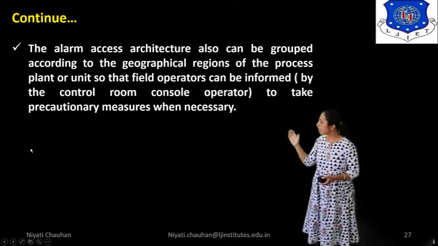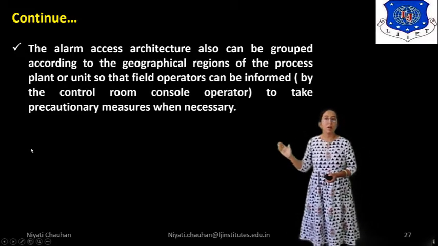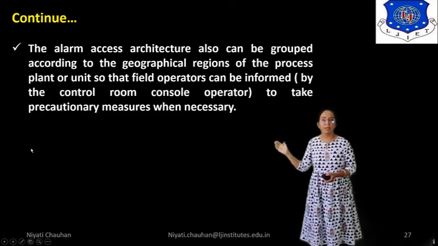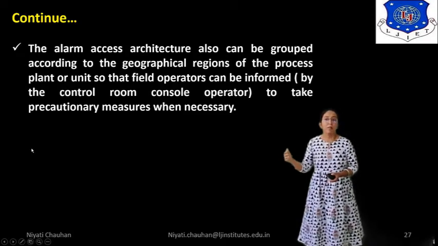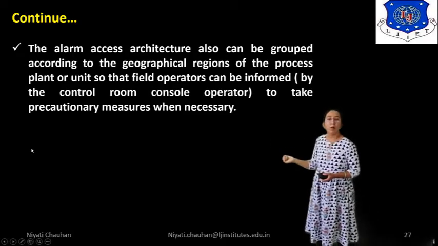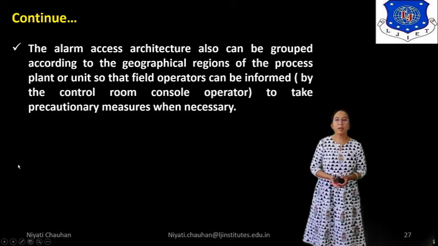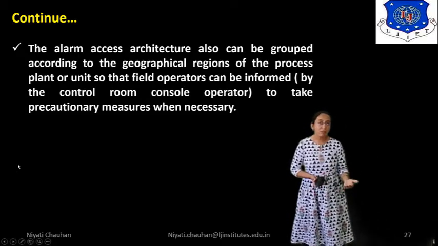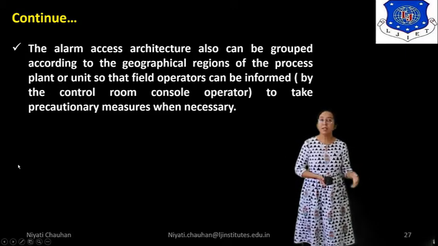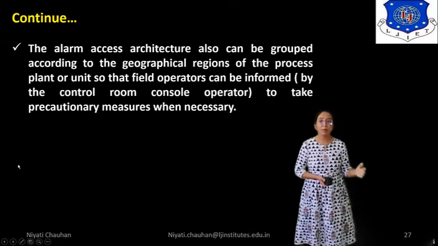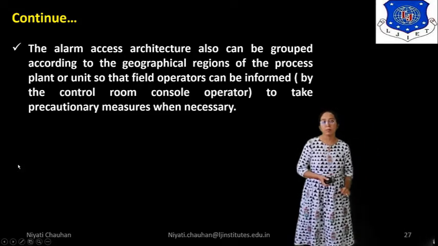The alarm access architecture can also be grouped according to the geographical regions of the process plant or unit so that the field operator can be informed by the control room console operator to take precautionary measures when necessary. So here, through alarm access architecture, we can group different regions of the process plant or unit, so the field operator can be informed through the operator's console.